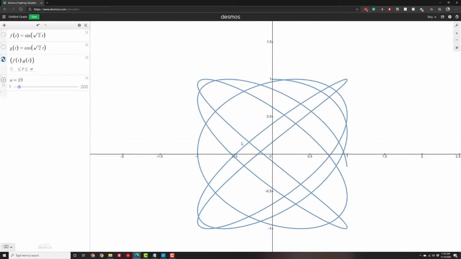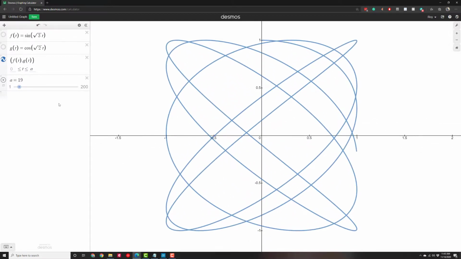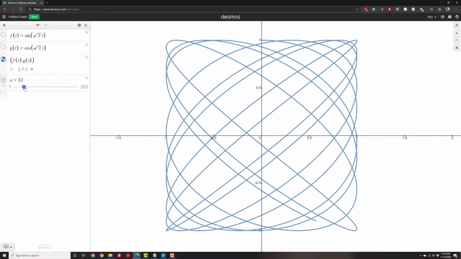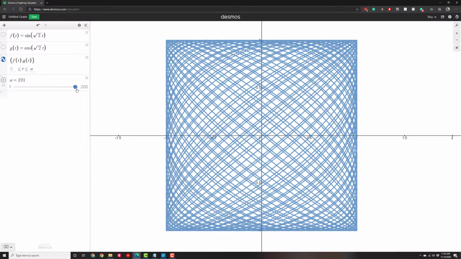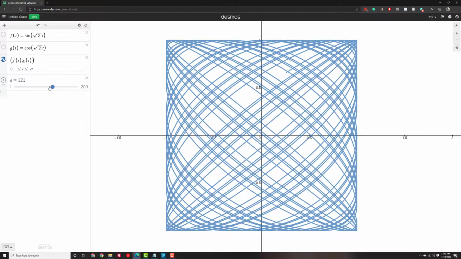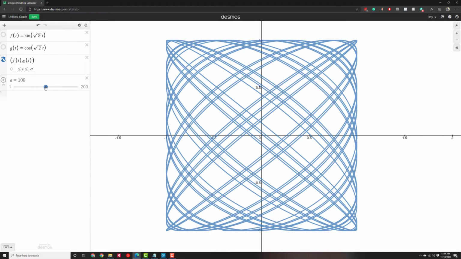I should zoom in because you won't be able to see the glory of it otherwise. As I increase a, you can see it starts to create what is called a tartan pattern. This is like a Scottish tartan pattern. Very, very beautiful. And let me just decrease a little bit. Let me get down to a equals 100 here.